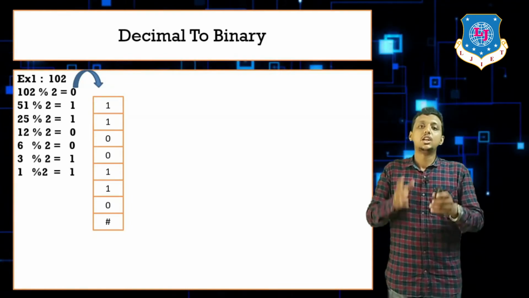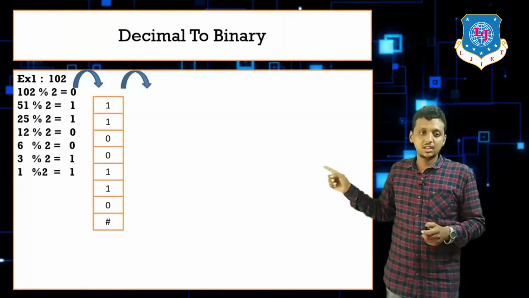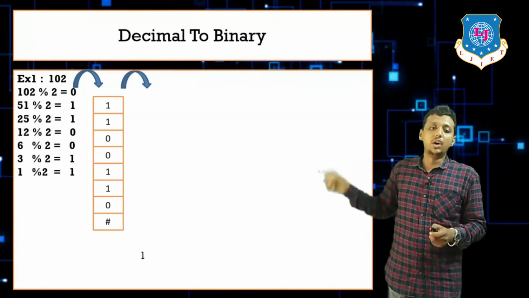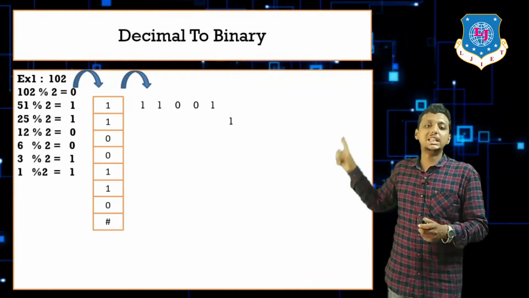Fine, okay. So what is left over there? We just need to pop each and every element from this. So first we will have 1, 1, 0, 0, 1, 1, 0.